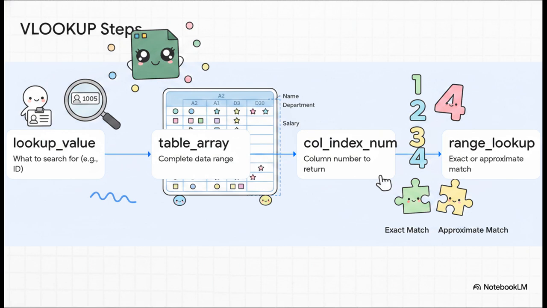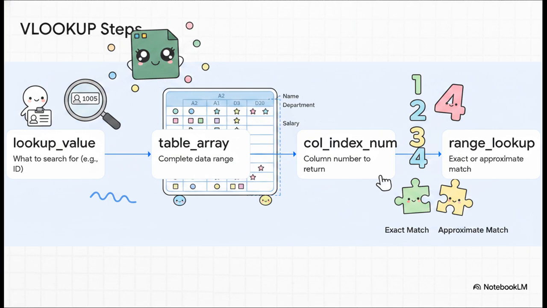This is just what you want Excel to search for, like employee ID 1005. Step 2 is the table array. This is simply the complete range where your data lives, like cells A2 through D20. Excel just needs to know where the table is. Step 3 is the col_index_num, or column index number. This tells Excel which column has the actual data you want back. If column 1 is the ID, 2 is name, 3 is department, and 4 is salary, and you want the salary, you just tell Excel 4.